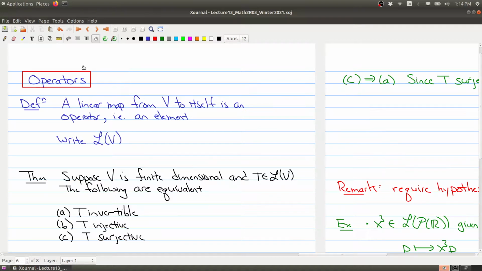Now, what is an operator? Well, a linear map from V to itself is called an operator. So basically an operator is just a linear map from V to V. We need both where you're starting from and where you're going to be the same vector space. And because we don't want to always be writing L(V, V), we sometimes just write L(V) for the set of all operators.